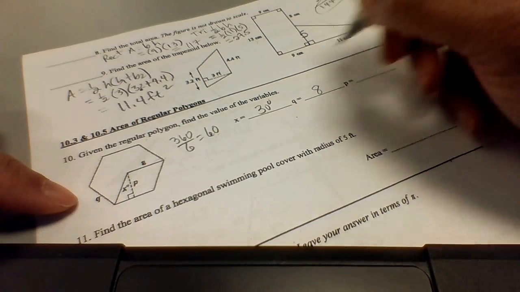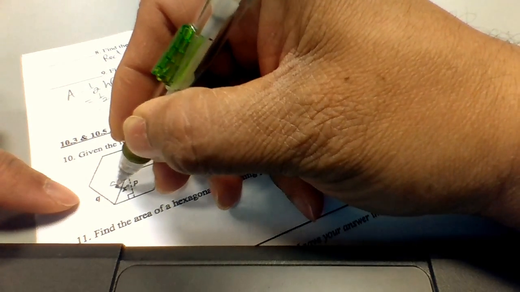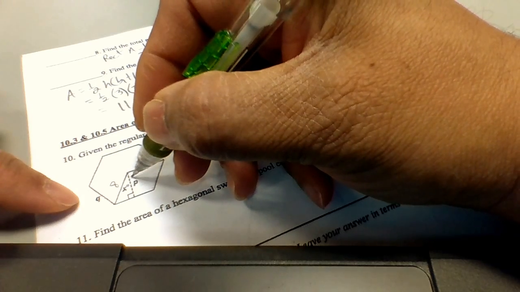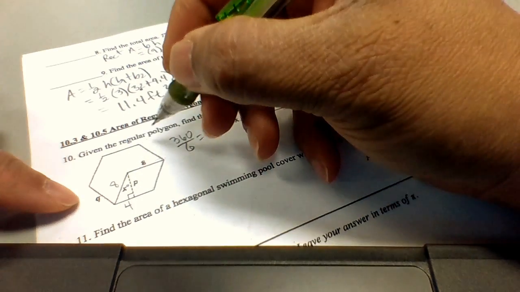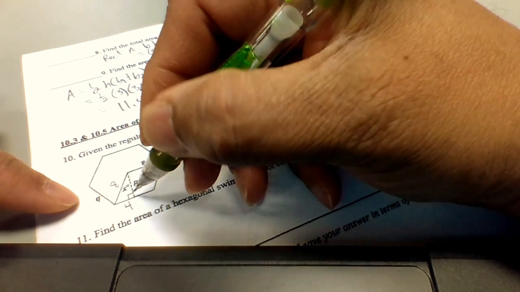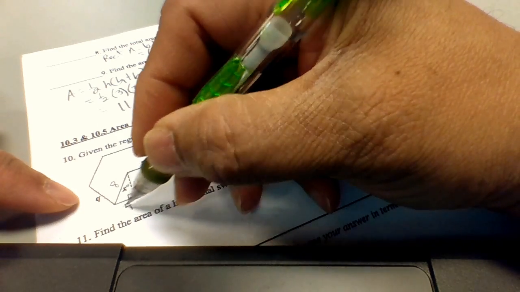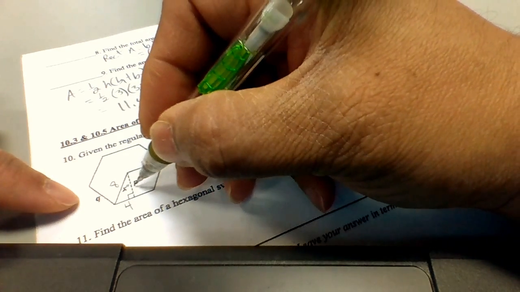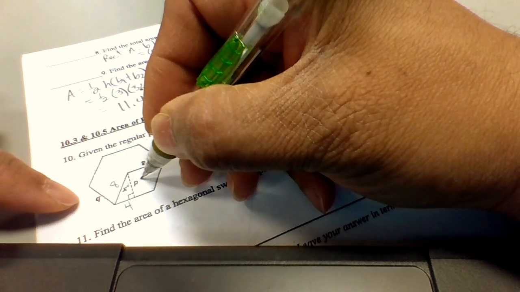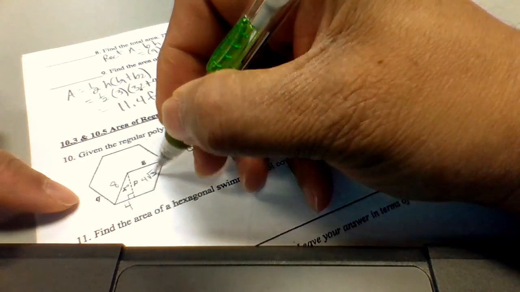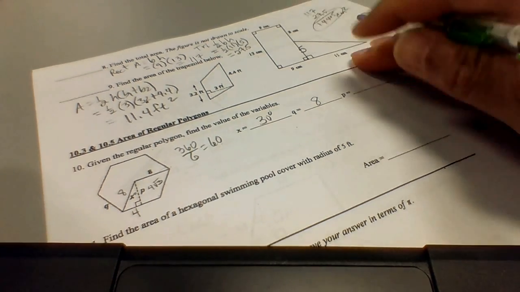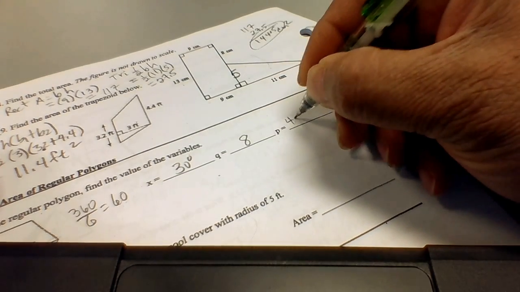And then P is my apothem. So if this is 8, then the short side is going to be 4, which would be 8 all the way across. And then this would be 4 square root of 3. So whatever my short side is times the square root of 3. So this is going to become 4 square root of 3.